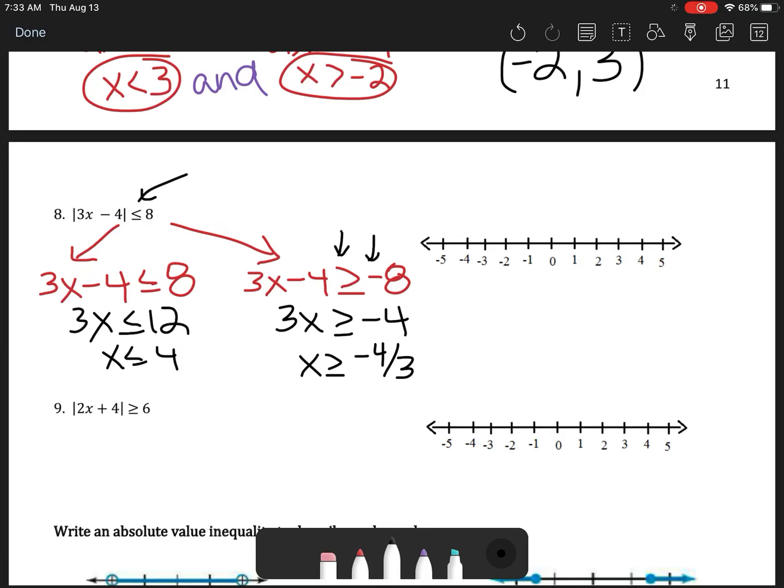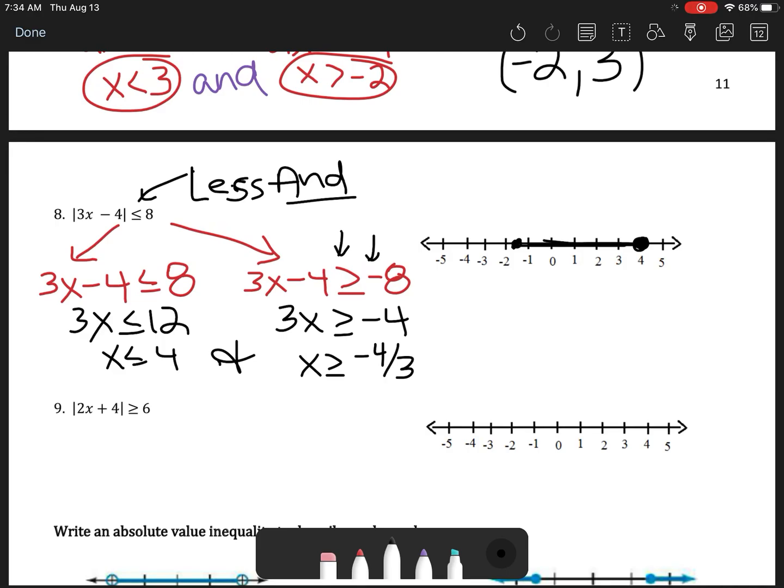So we're going to look at the symbol from the very first inequality. It's a less than. So we should have in our graph, when we plot it, that dumbbell looking graph. So I'm going to start with x is less than or equal to 4. So I'm going to put a closed dot on 4. And x is greater than or equal to negative 4/3. So it's just a little bit over that negative 1. These are just going to be connected, creating that dumbbell feature.